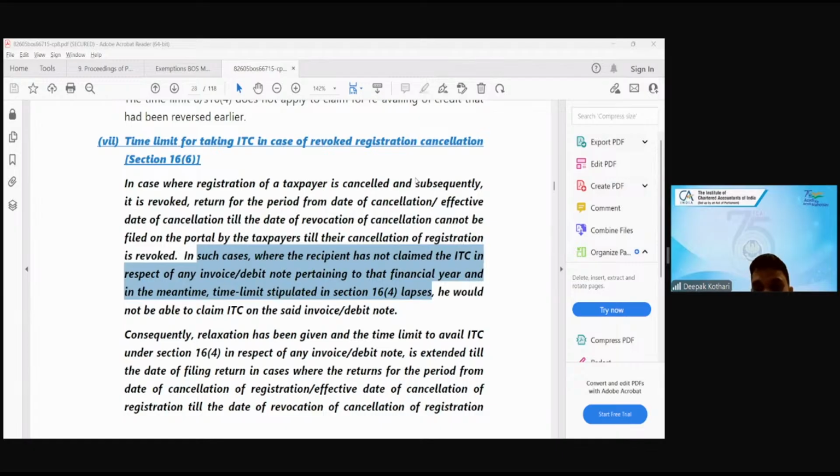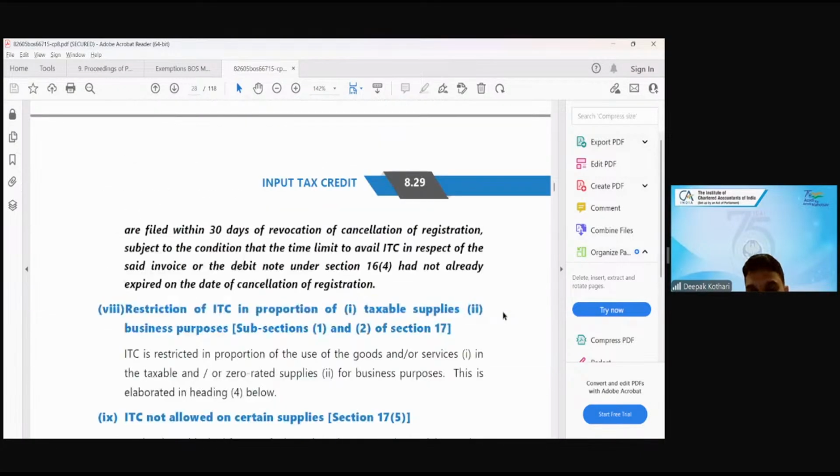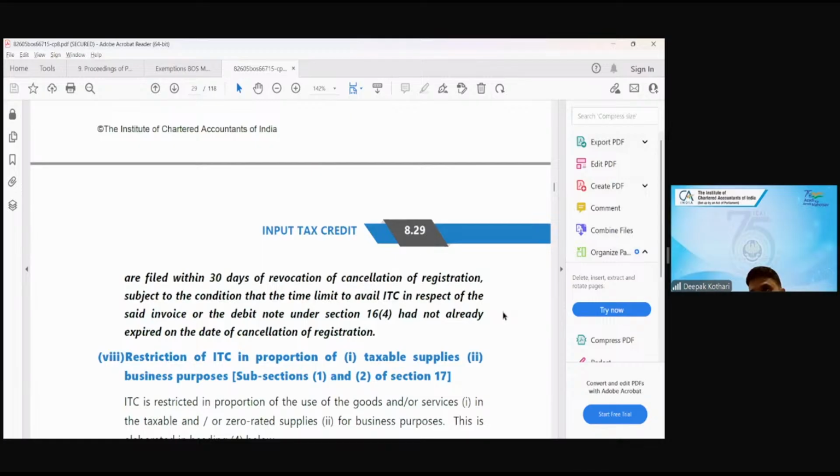So we will tell that 16(6) provision here, which says that by the time pertaining to that financial year, in the meantime, the time limit which is stipulated in 16(4) has lapsed, and he will not be able to claim the credit. So consequently, relaxation has been given, and the time limit to avail ITC under 16(4) in respect of any invoice or debit note is extended till the date of filing the return in cases where the returns for the period from the date of cancellation of registration till the date of revocation of cancellation of registration are filed within 30 days. So if the supplier का registration revoke हो गया है और वो within 30 days उसका revocation होने तक वो returns फाइल कर देता है, तो फिर आपको क्रेडिट मिलेगा.